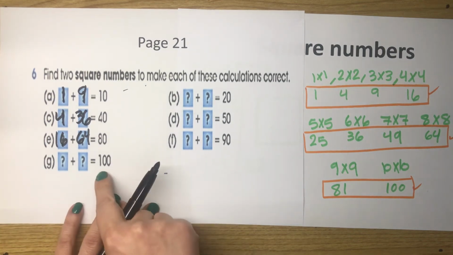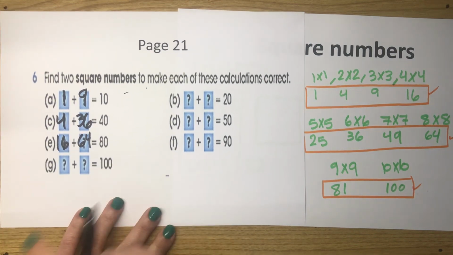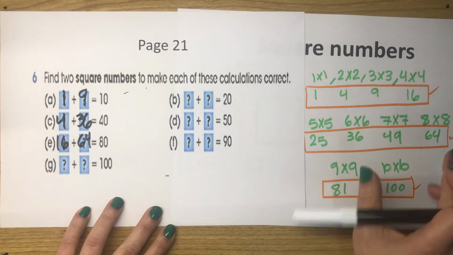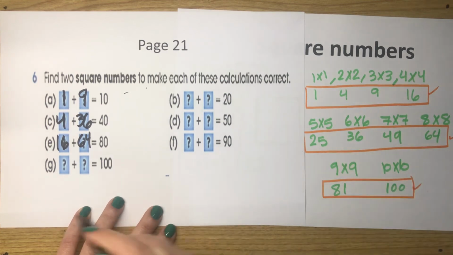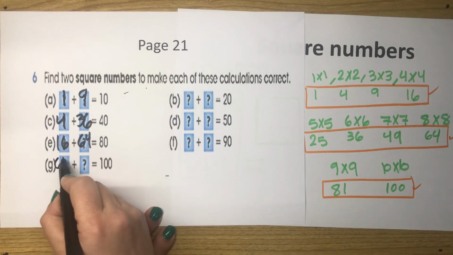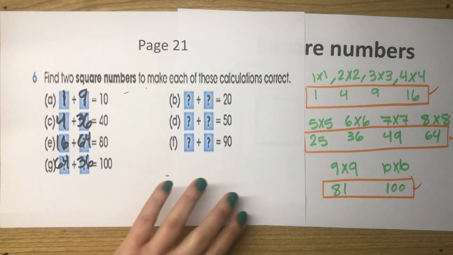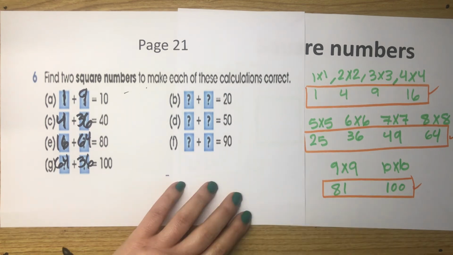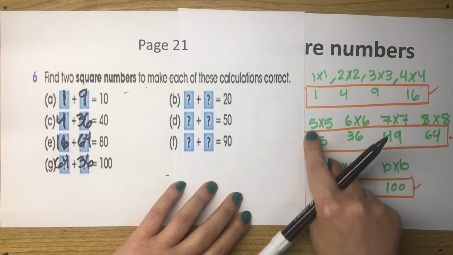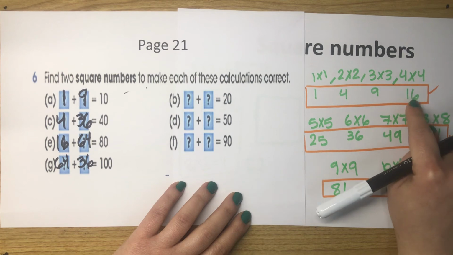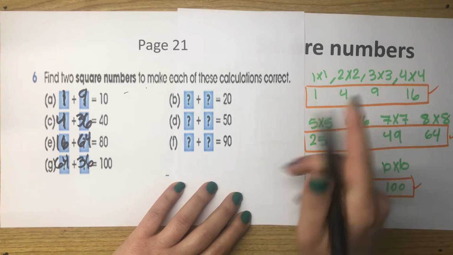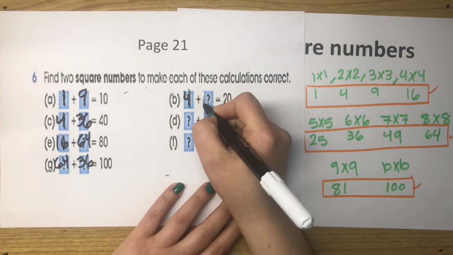Next, let's move on. I gave you a hint about 100. Think, guys. 64 and 36. Okay, next, 20. Smaller numbers, less than 25. Let's look at 16. How much is left to reach 20? 4. So 4 plus 16, guys.